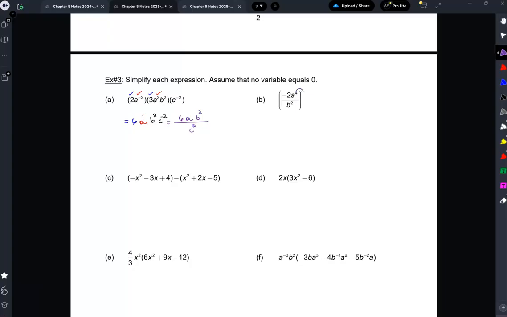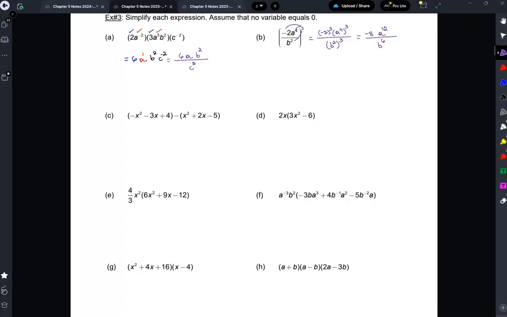Okay, here, let's distribute this to everybody. Before we do that, you would have had to look inside the parentheses and see if anything needs to be simplified, but there isn't such a thing. So what I get here is, look, negative 2 cubed, a to the 4 cubed, b squared cubed. Negative 2 cubed is negative 8. A to the power of 4 to the power of 3, I multiply, a to the 12 over b to the 6. Okay?